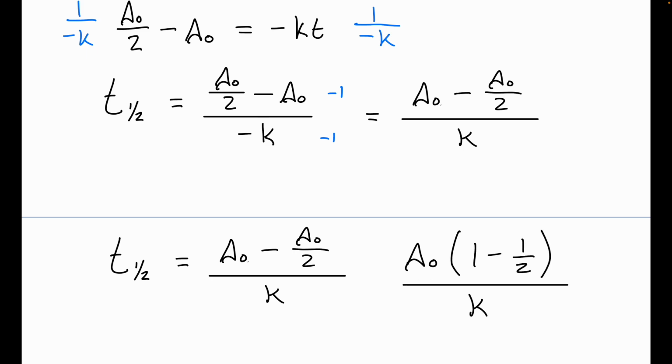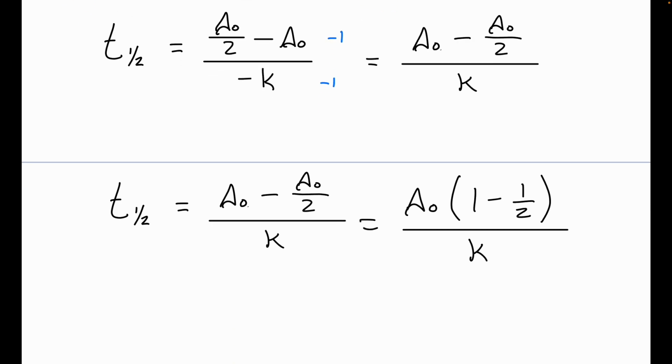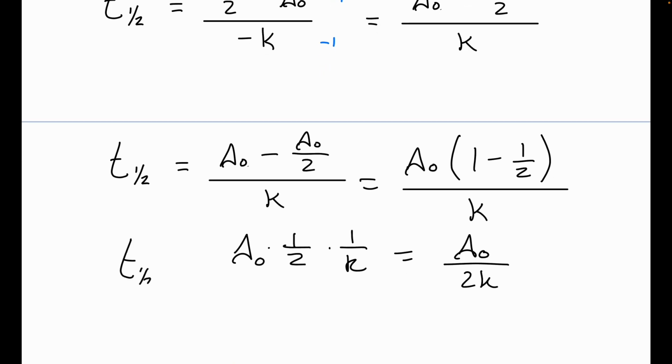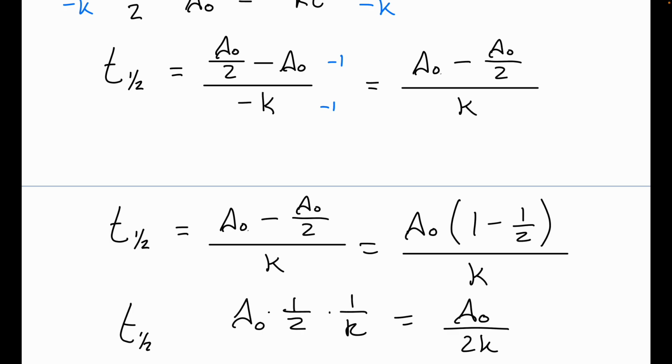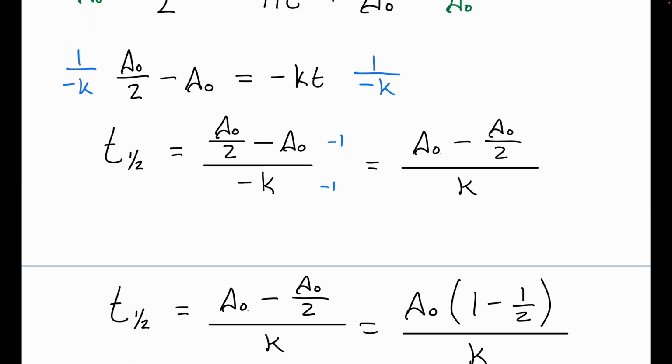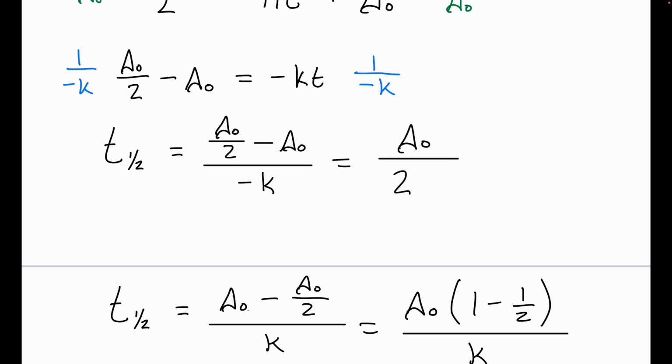And what's 1 minus 1/2? 1/2. So we get A naught times 1/2 times 1 over K. Same thing as A naught over 2K. But look, I don't care. We're not going for style points here. All right? This isn't a math class. I'm not grading you on your algebra ability. All right? I'll put it up here. This is the simplified form, but literally as long as you can get to here, this is exactly equivalent.